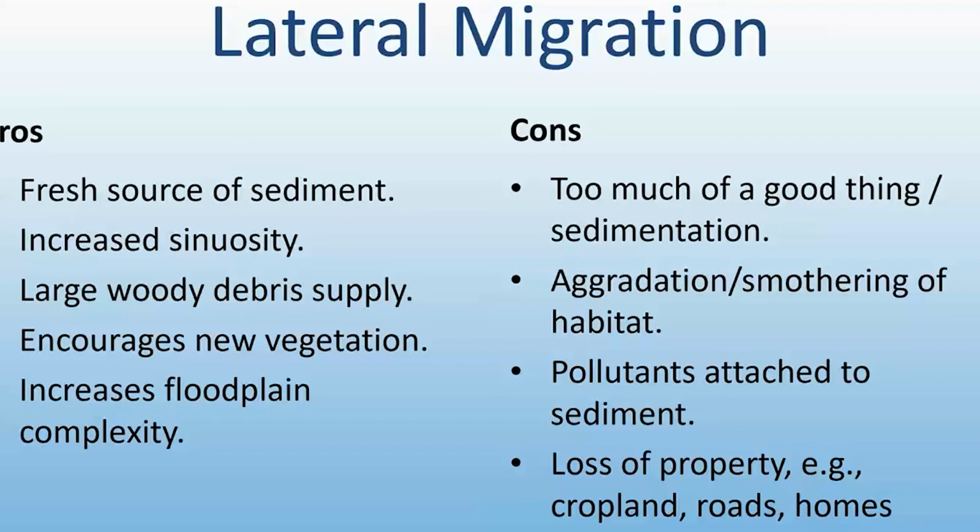The con is simply too much of a good thing. Too much erosion and too much sediment supply can lead to aggradation, which is the filling of the channel bed, the smothering of aquatic habitats, and then pollutants can be attached to that sediment. Things like phosphorus can be attached to it and other things. And then, of course, there's just the loss of property. If we're working with farmers or homeowners or transportation departments, as that erosion begins to take out infrastructure or property, then the concern goes up.